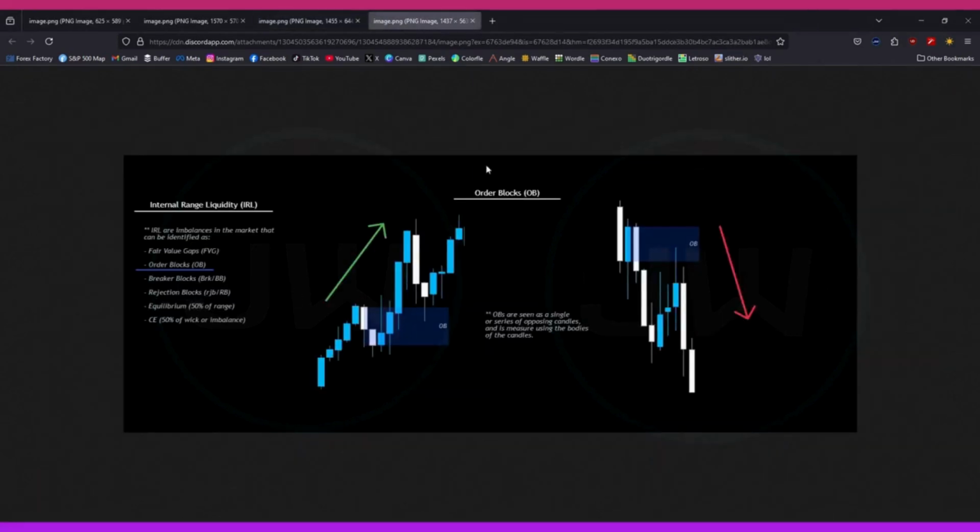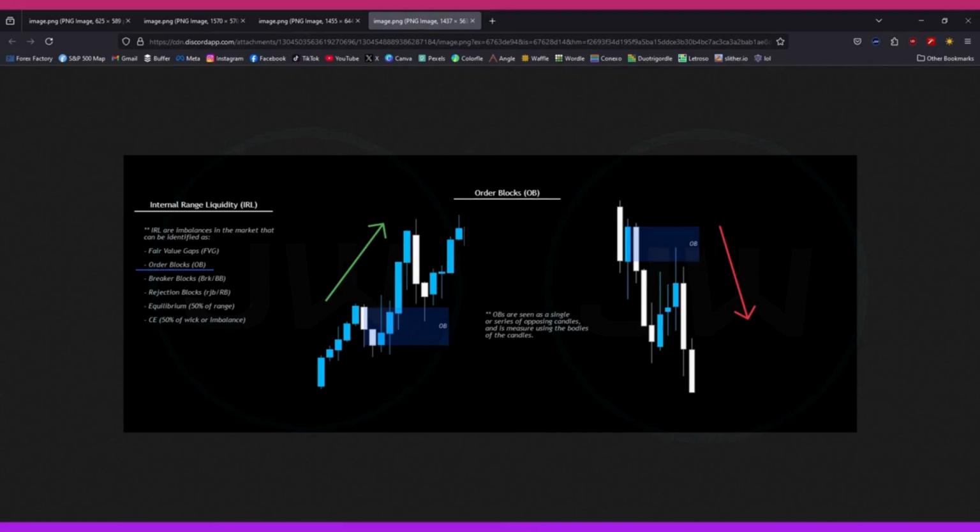So how do we see order blocks in candle formation? Order blocks are seen as a single candle or a series of opposing candles, and we measure them not using the wicks but the top and bottom of the candle bodies. So in this example, we're using the whole series of candles as our order block. Price comes down, retraces, taps into that order block, and continues the bullish direction. And in this bearish example, we just have our one opposing candle, and so price taps into that, respects it, and continues the bearish momentum.